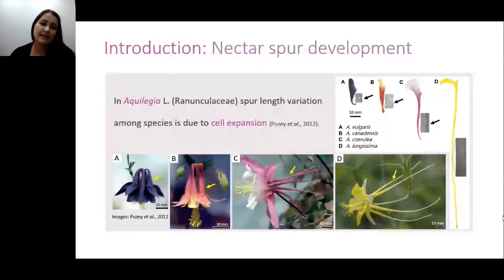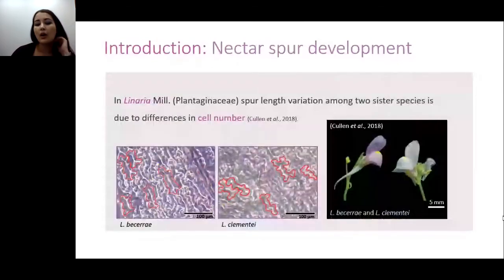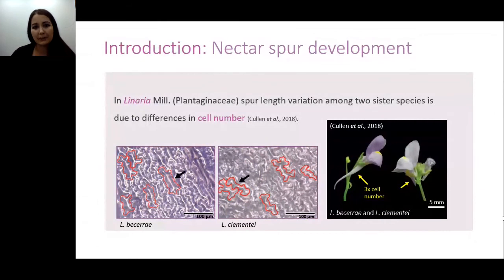Another example can be seen in Nemesia, where spur length variation occurs among two sister species, with the long spur having 3 times the number of cells compared to the shorter spur, while the cell sizes were approximately similar, showing that the differences were due to cell number only.